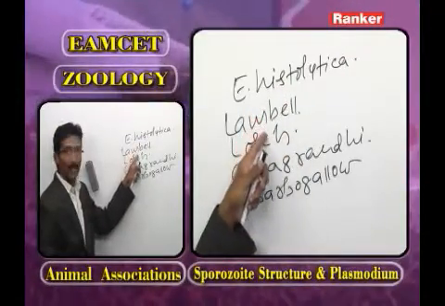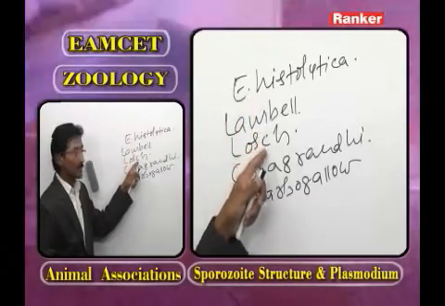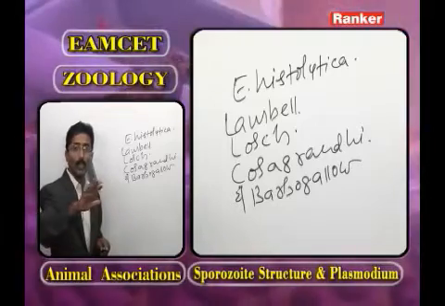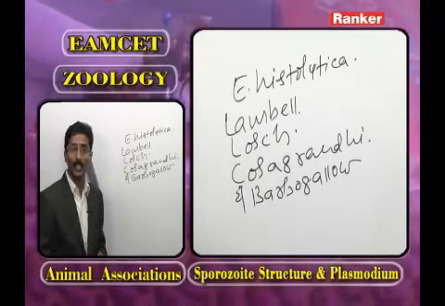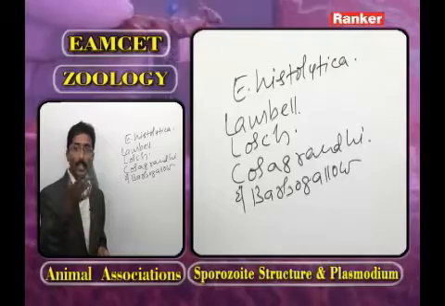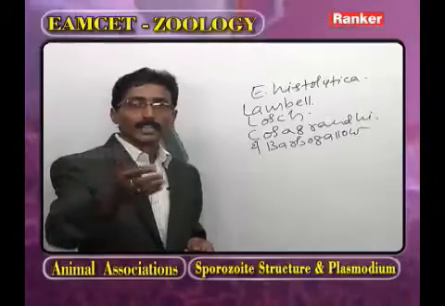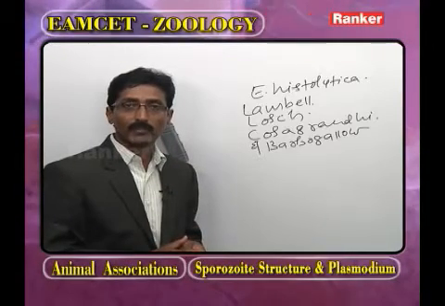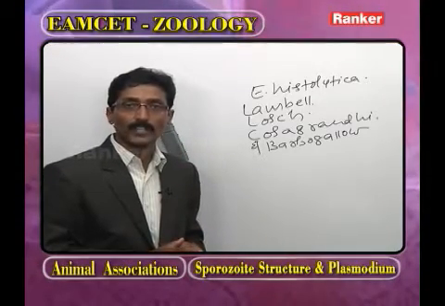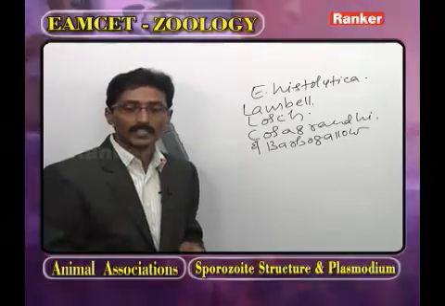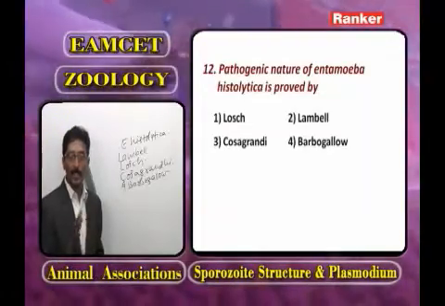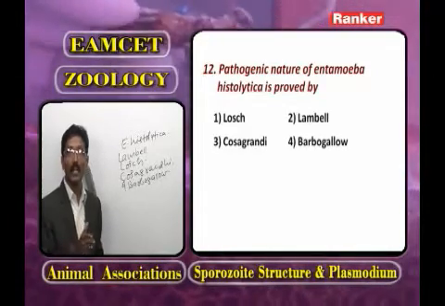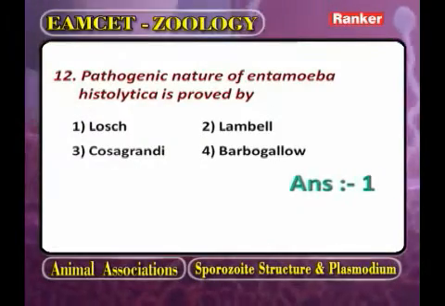It was discovered by Lambl. Its pathogenicity was explained by Lösch. The name was given by Casagrandi and Barbagallo. No human being has escaped from the Entamoeba histolytica in his life, because in our lifespan we take contaminated food and water here and there. Once we take the contaminated food and water, no doubt we are going to suffer from Entamoeba histolytica disease. Now here, what is the correct answer? The pathogenic nature of Entamoeba histolytica was explained by Lösch. Now the next question.